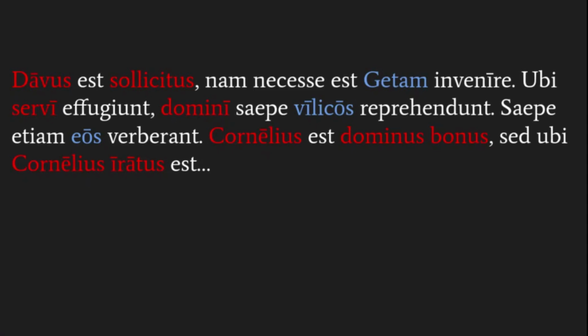Then we have saepe etiam eos verberant. So here, saepe means often. So often, verberant. This is still referring to the domini, the masters. So verberare means to beat. So you're saying often they beat, or etiam, they even beat eos, them, meaning the overseers. And you'll notice how villicos is accusative in the previous sentence. Eos is also accusative because it's the direct object, right? It's referring to the villicos. They're both masculine, plural accusative, right?